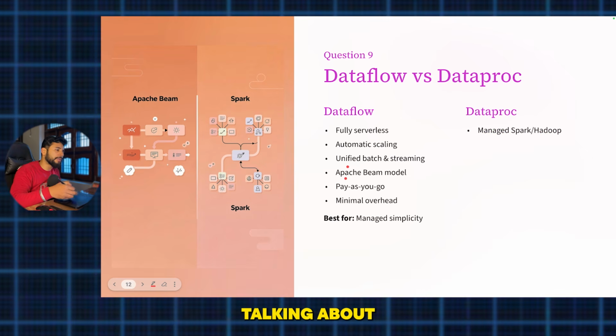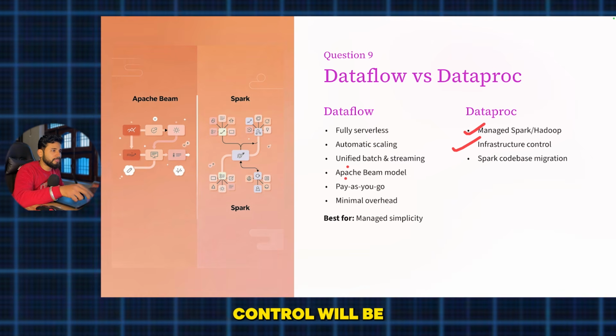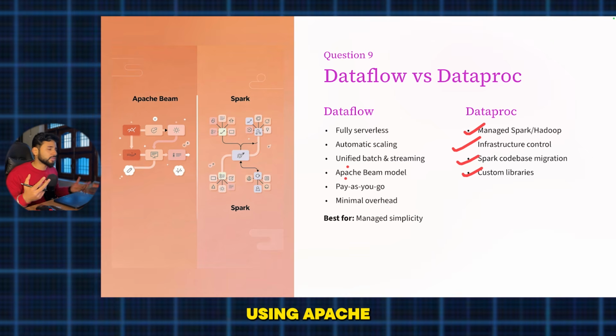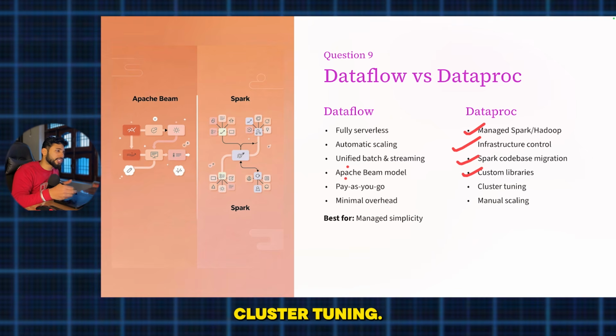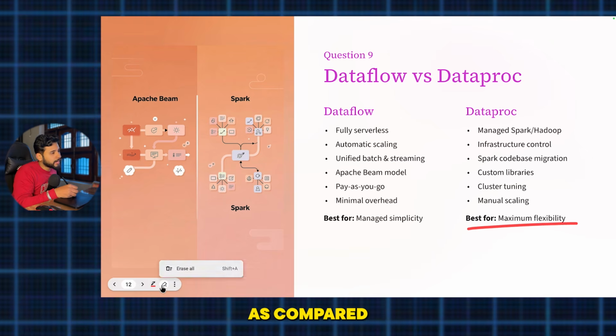Dataproc is a managed Spark and Hadoop system. You get infrastructure control, and you can do Spark code based migrations. You can use custom libraries because you are using Apache Spark, write your code, deploy it there, and run Dataproc jobs directly. You can do cluster tuning and manual scaling. You get maximum flexibility because you can write your own code.